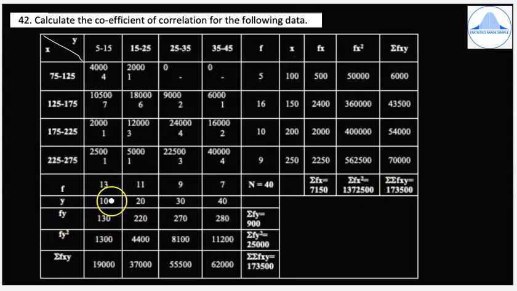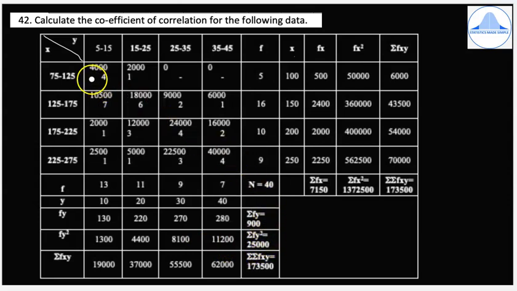In a similar way, find out fy. So 13 into 10 is 130. 11 into 20 is 220. Then you get 270, 280. Summation fy is 900. In a similar way, find out fy square, which is fy into y. 130 into 10 is 1300. 220 into 20 is 4400. Then you get 8100, 11200, and summation fy square is 25,000.